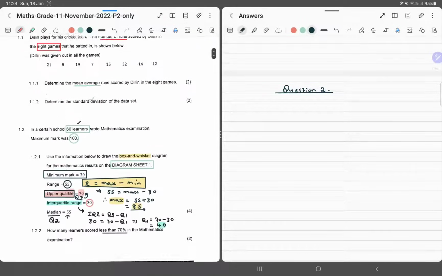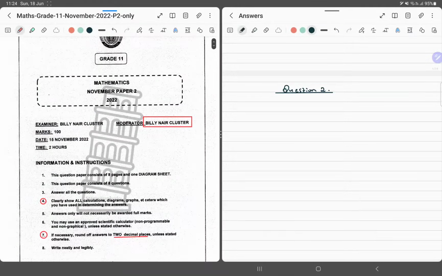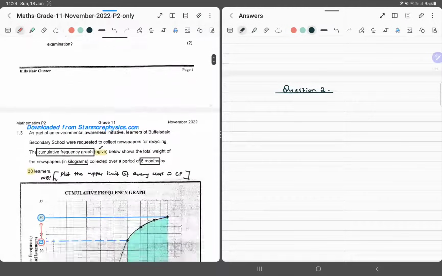Anyway, how long was our paper, by the way? 2 hours. So yeah, we got to move.